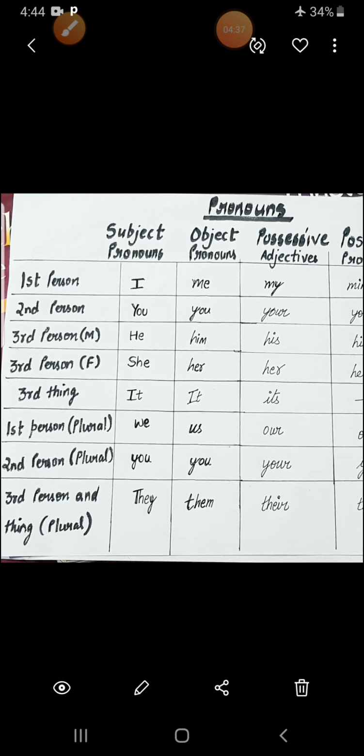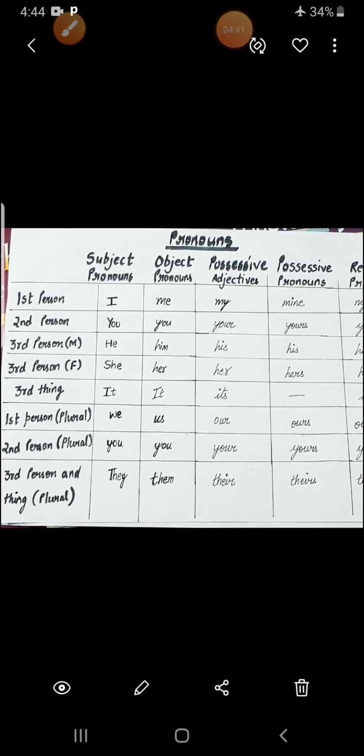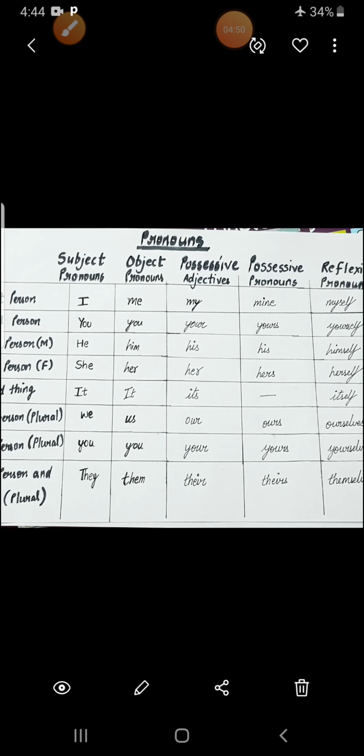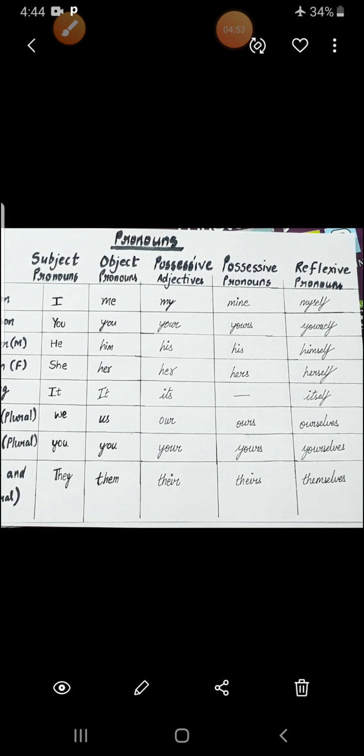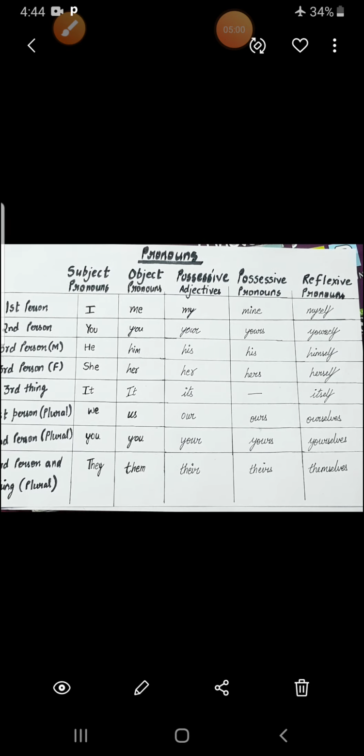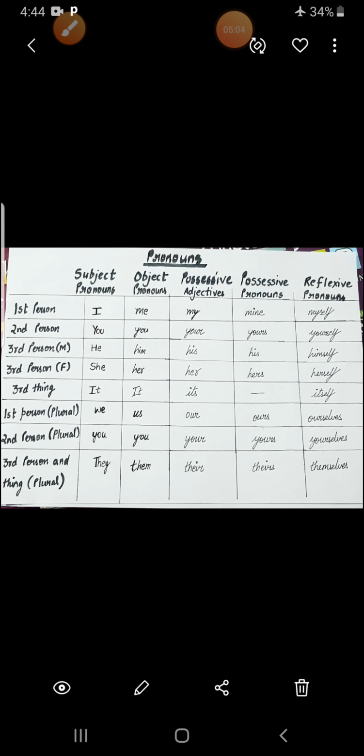Then you can see here that for first person, if we take them as subject pronouns, what do we use? I. As object we use me. As possessive adjective we use my, possessive pronoun mine, reflexive pronoun myself. Just draw this, and when all these come, then I will discuss them. Alright.